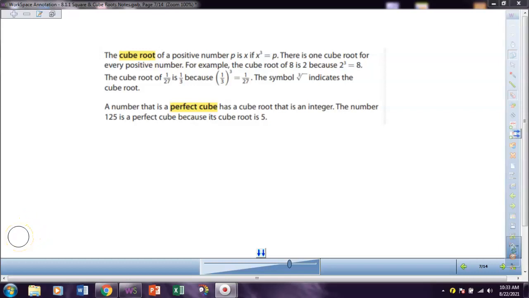Hello, welcome to part 2 of the square and cube roots. Today we're going to focus on cube roots.